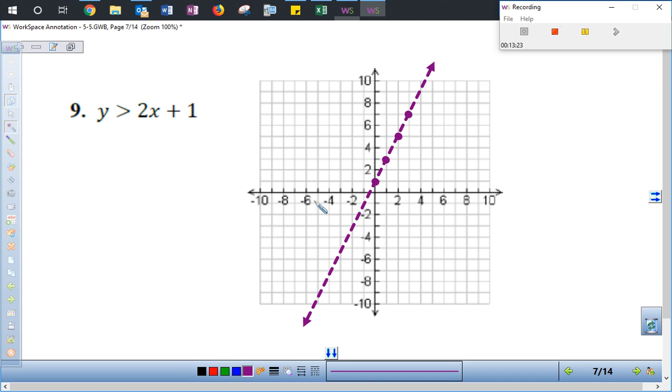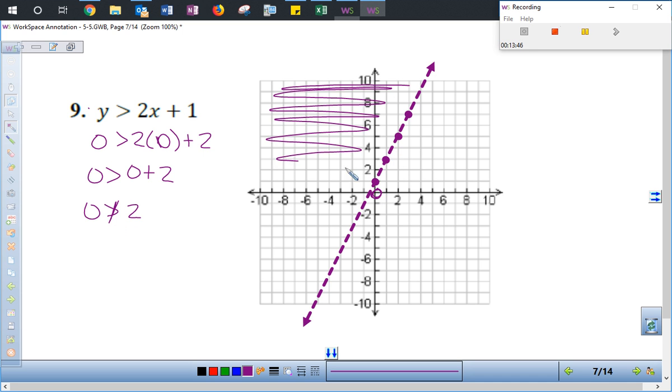And now let's go back to look at if I chose the ordered pair 0, 0, would this be true or not? So if I put a 0 in for y and a 0 in for x, does this work? So 2 times 0 is 0. 0 plus 2 is 2. Is 0 greater than 2? It's not. So I don't want to shade on that same side. I want to shade on the other side of the line.